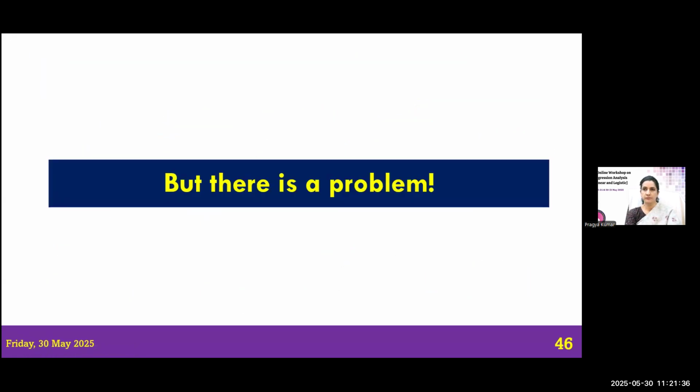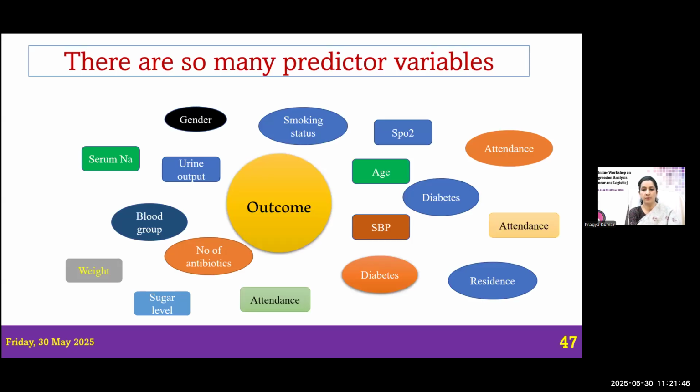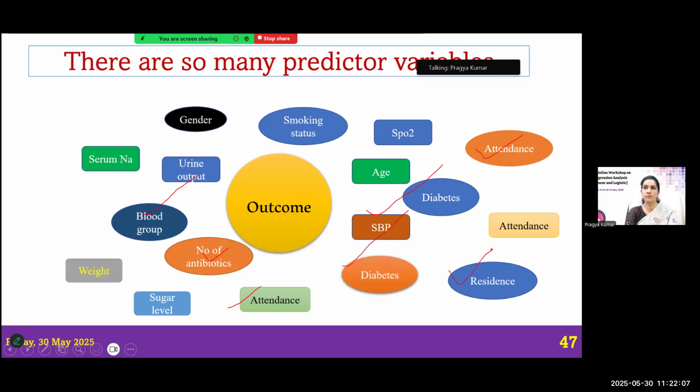But now there's a problem, because you take many variables whenever you try to see an association, or whenever you are doing research. Now what variable to take? For example, for a particular outcome there are many variables here: serum sodium, gender, urine output, blood group, number of antibiotics, sugar level, attendance, diabetes, systolic blood pressure, residence. So what predictor variable to take? How will you decide that? Yes, please type in the chat box.